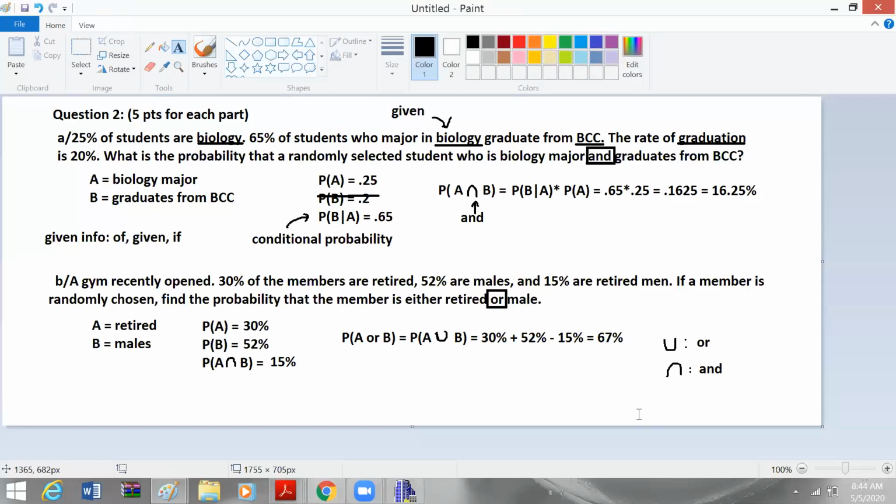For the second question, the keyword is or, meaning that we need to add up the 2 big ones and then subtract the smallest. So the 2 big percentages that we have are 30% plus 52%, subtract 15%, so we're going to get 67%. This is the format that you might see on the final exam. But usually they just add up the 2 big ones and subtract the smallest.